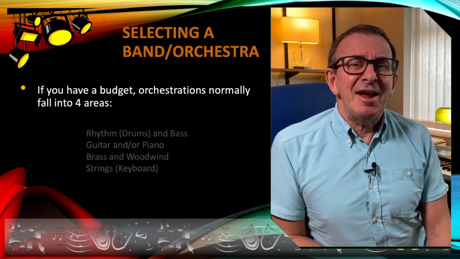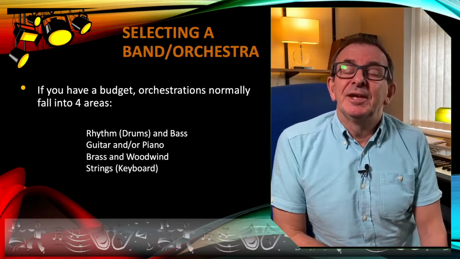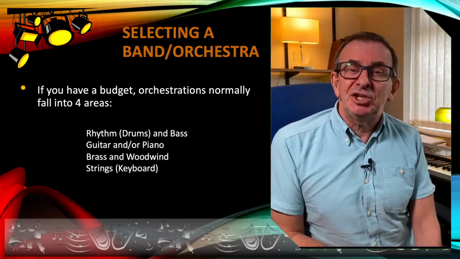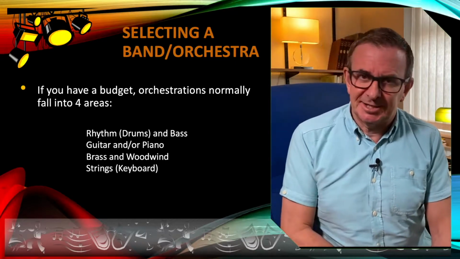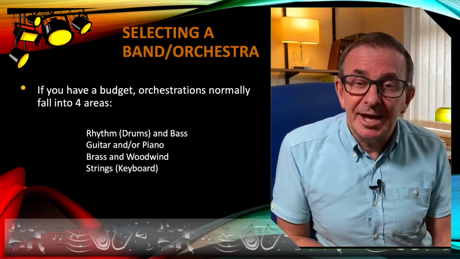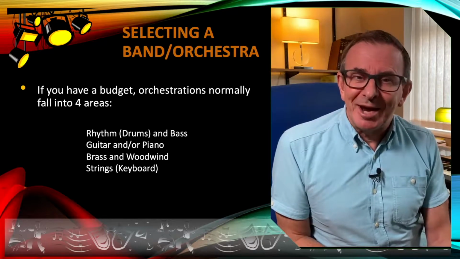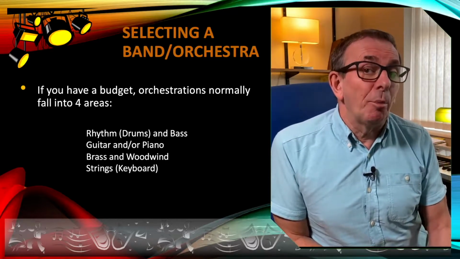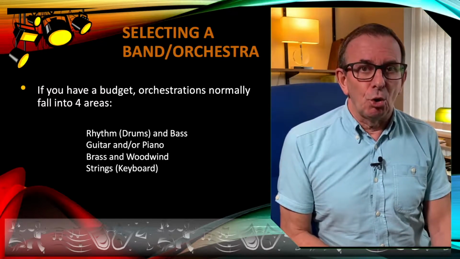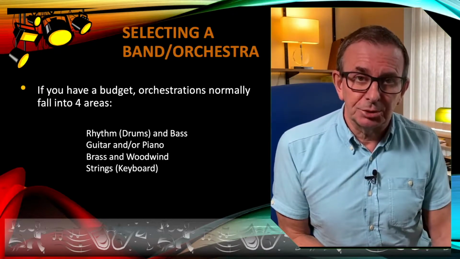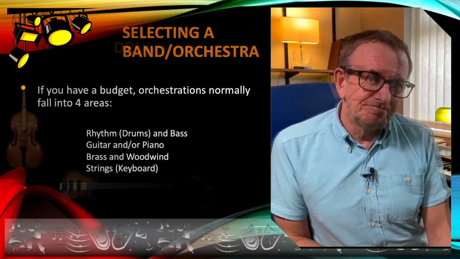Now, these areas are not specifically orchestral sections of a traditional orchestra, as you would expect, but each of these areas add what I would call an additional level of complexity or colour within any orchestration. The rhythm or drums and bass, the guitar and or piano, brass and woodwind, and strings and or, dare I say it, keyboards. So let's take a look at each of these sections in turn.